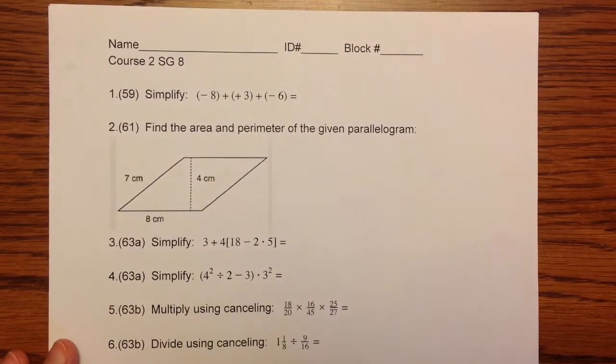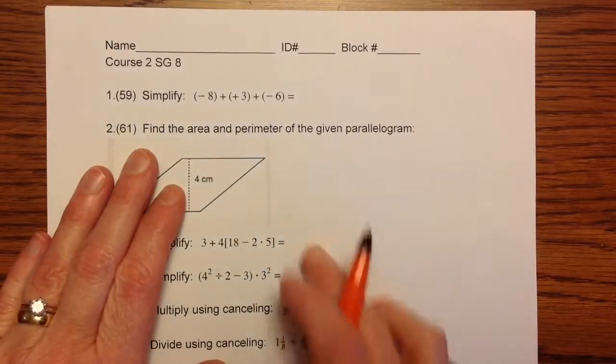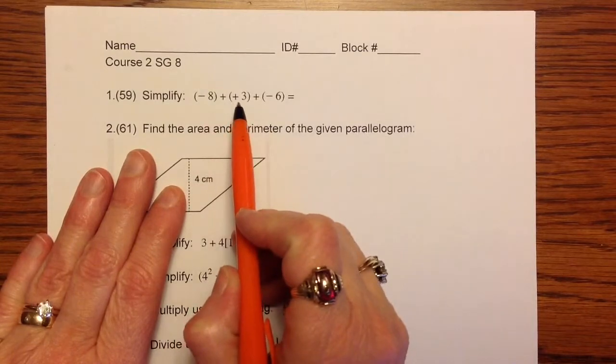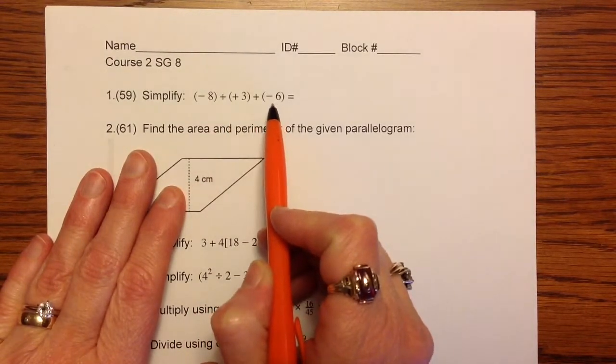Course 2, Study Guide number 8. Number 1, simplify -8 plus -3 plus -6.